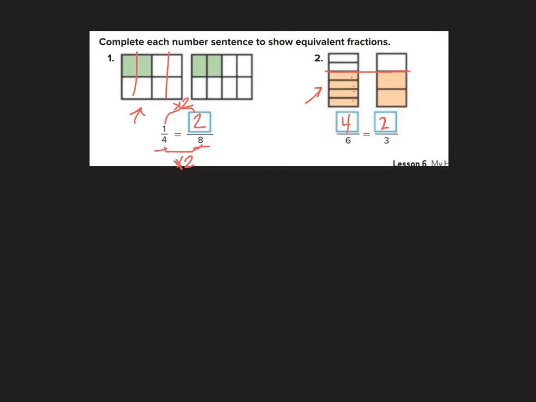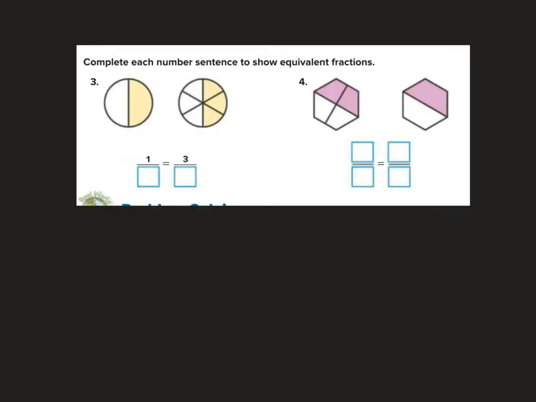So notice all I did again was cut each one of these pieces in half. So now I went from 6 to 3. Really I put them together, if we're looking from left to right, and notice again, from 6 to 3 I divided by 2. 4 to 2, divided by 2. Okay, so that's how we can find equivalent fractions, by multiplying and dividing the numerator and denominator by the same number. Let's look at some more examples.